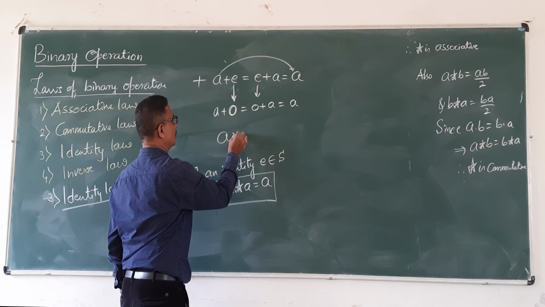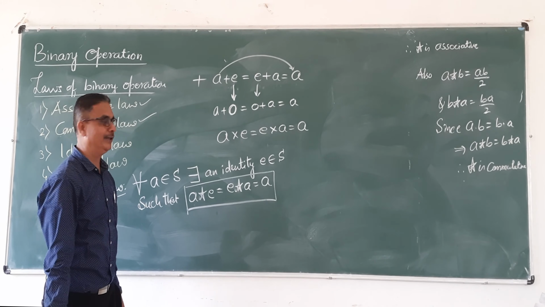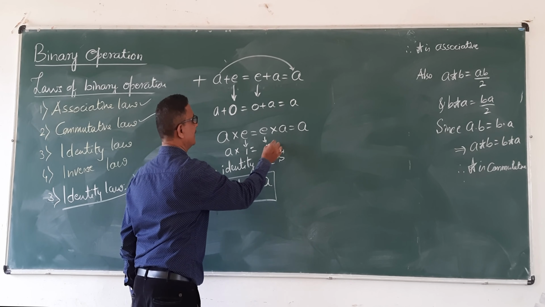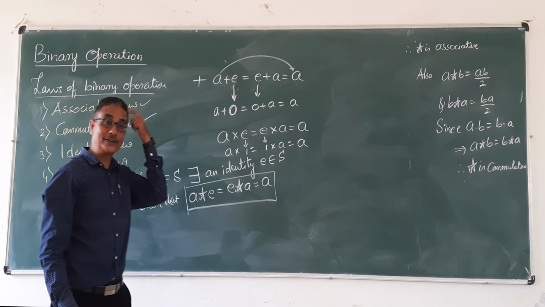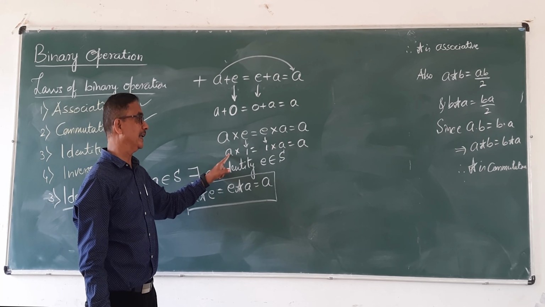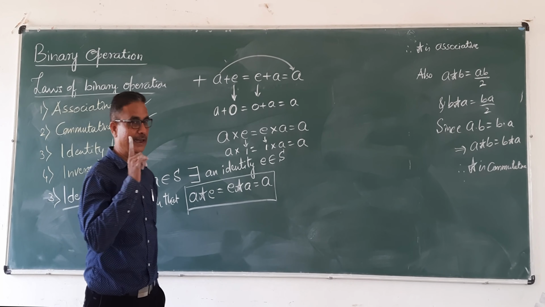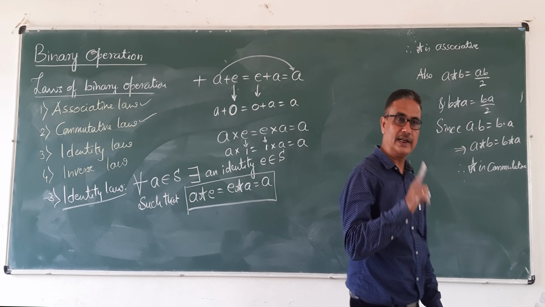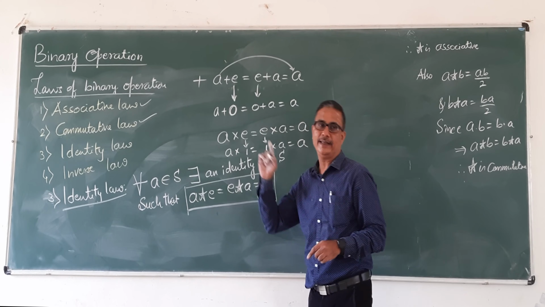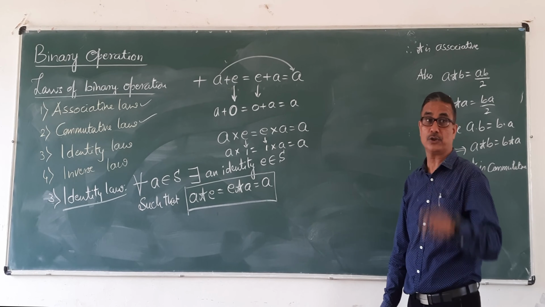What of multiplication? A into E is the same as E into A is equal to A itself. What is the E value in multiplication? E value should be 1, because A into 1 is the same as 1 into A is equal to A. So note that in addition, the identity element is always 0, whereas in multiplication, the identity element is always 1. In general, when star is mentioned, the identity element is denoted by E. Now based on the definition of identity element, they will ask a seed question.